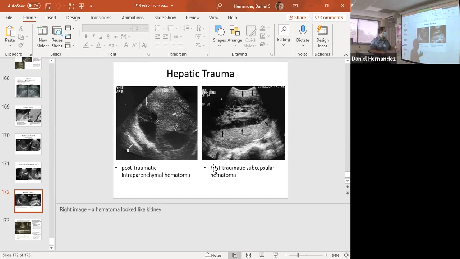So this over here is actually a subcapsular hematoma. You can see it's very echogenic. Very complex areas of cystic and echogenic and hyperechoic areas. With these cases, you also want to put color on to make sure that there's no active bleed going on within these hematomas. They could potentially be expanding and still bleeding.